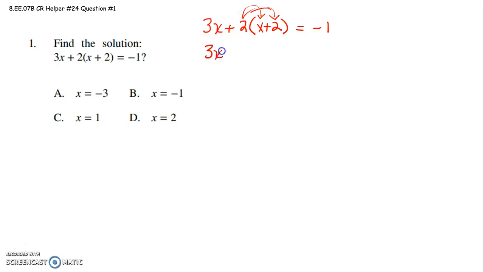So I still have my 3x, I still have my addition. 2 times x is 2x, I still have my plus sign. 2 times 2 is 4. I still have my equals, I still have my -1. Now I look at the left-hand side of my equal sign. I actually have like terms, so I'm going to combine like terms. You might make your X's and O's chart.